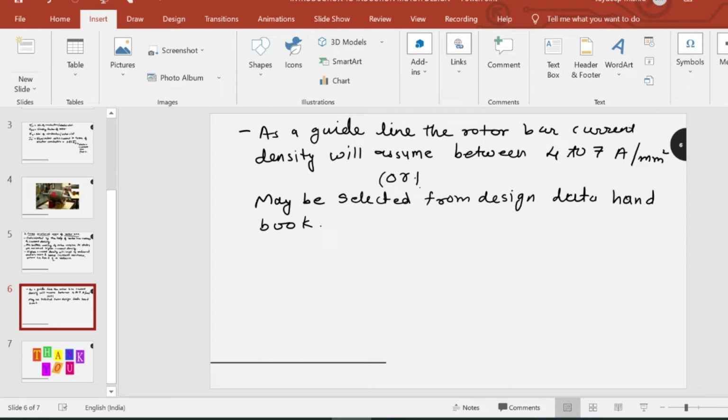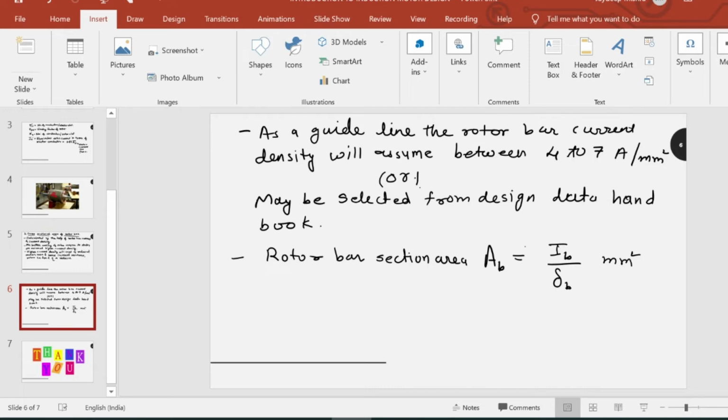How can we calculate the cross sectional area of the rotor bar? We will denote it by AB. How can we find it? Rotor bar current divided by current density of rotor bar, in mm square. Once the cross sectional area is known, the size of the conductor may be selected from the standard table given in the data handbook.